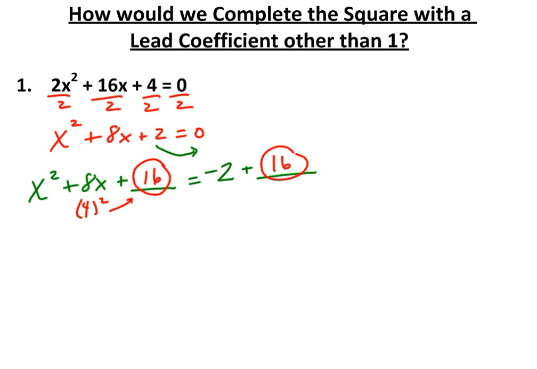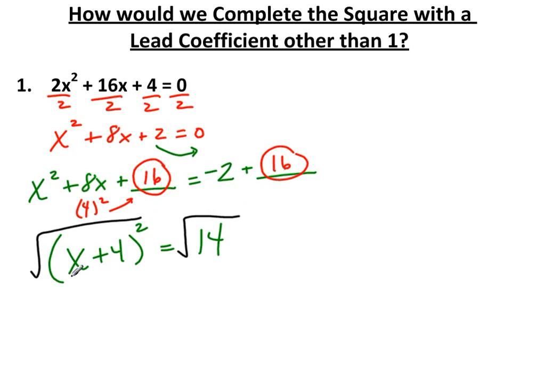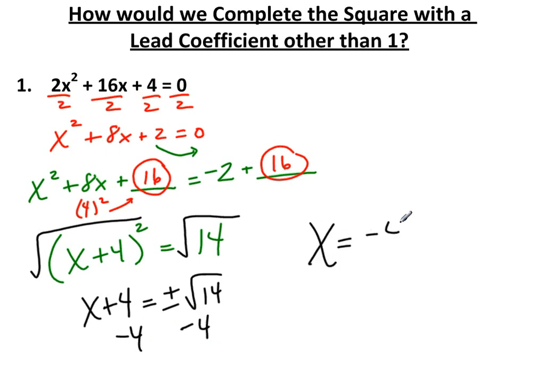So now what I'm going to get is x plus 4 quantity squared, because that's what x squared plus 8x plus 16 factors to. Negative 2 plus 16 is 14. And take the square root of both sides. And then I'm going to get x plus 4 equals plus or minus the square root of 14. Again, this doesn't simplify anymore. Subtract 4 from both sides, and then I get a final answer of x equals negative 4 plus or minus the square root of 14.